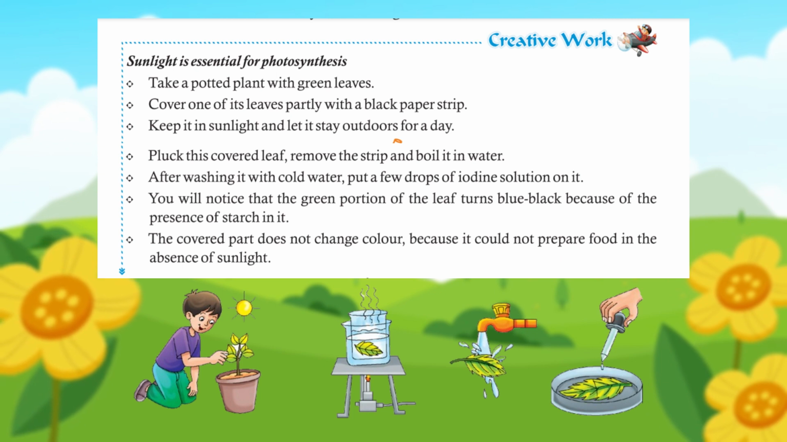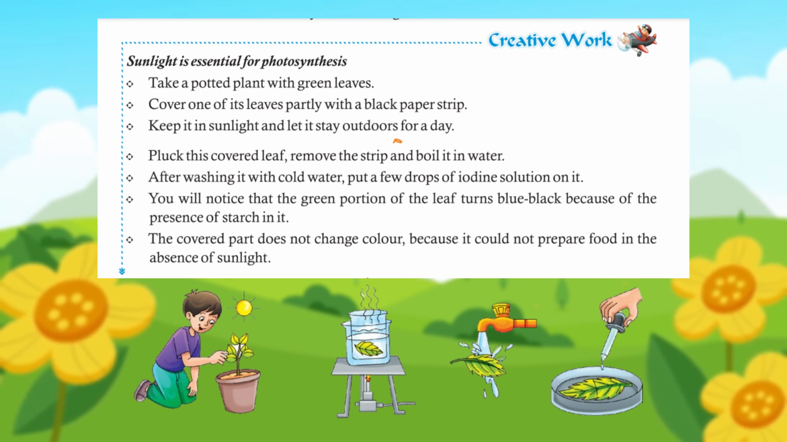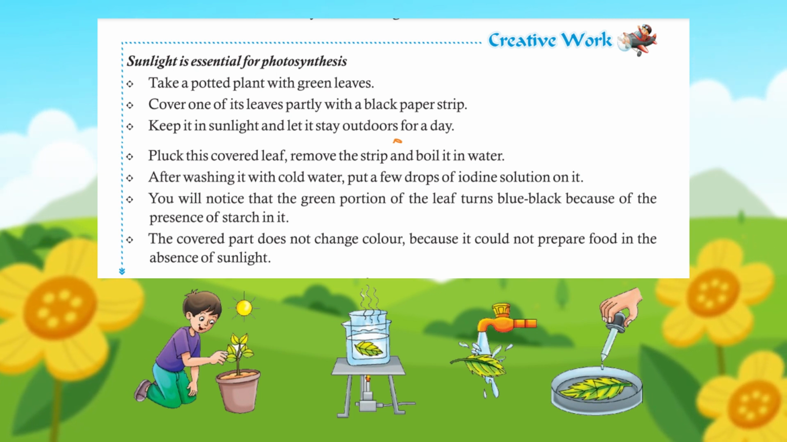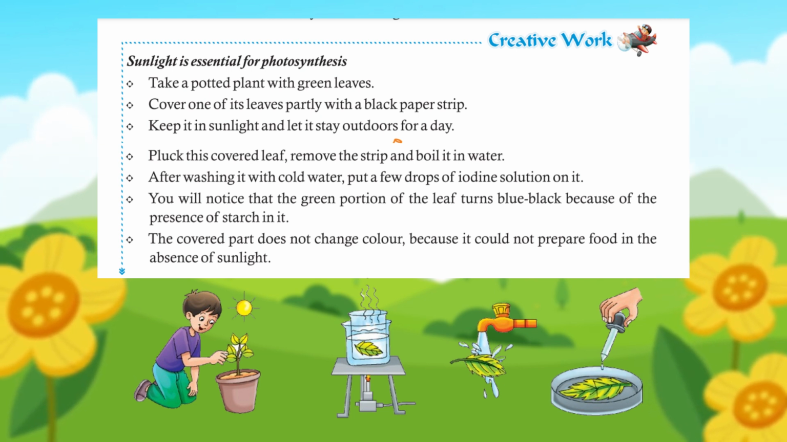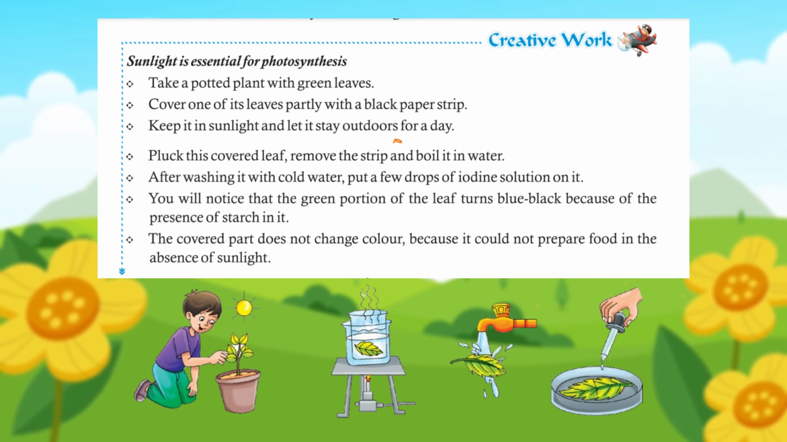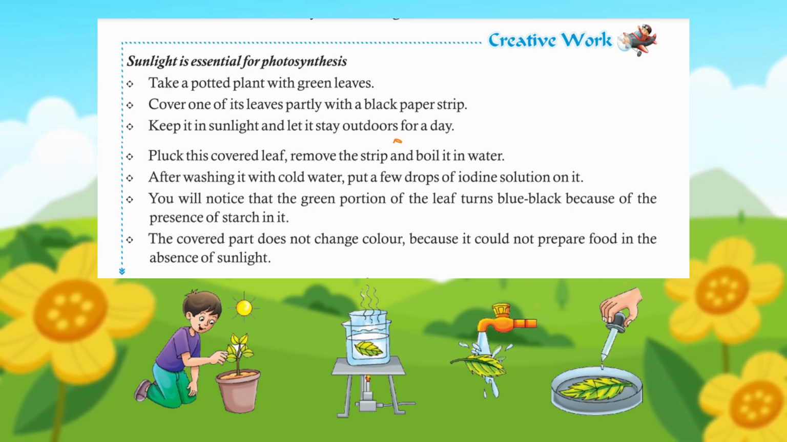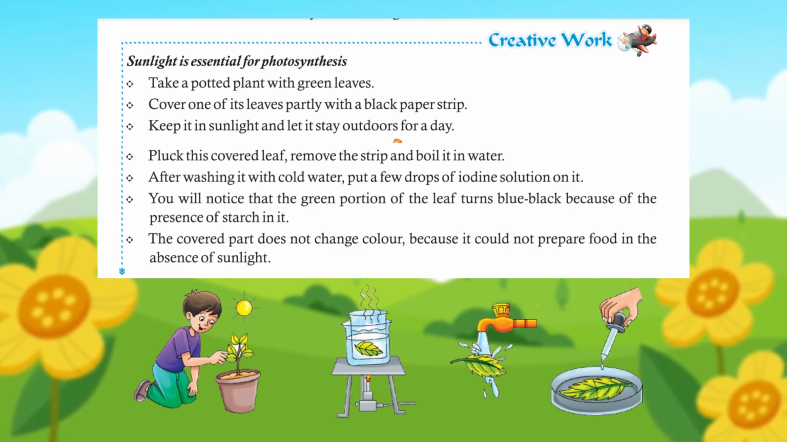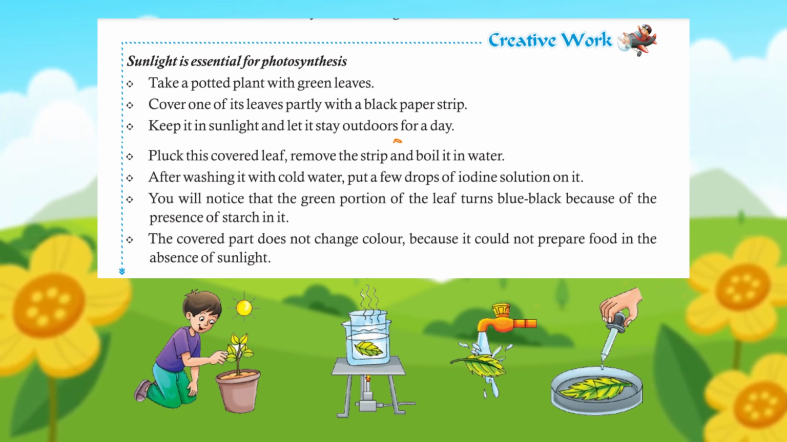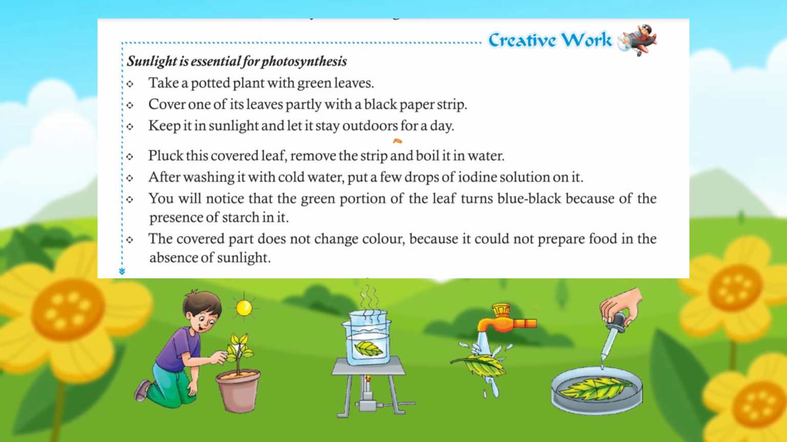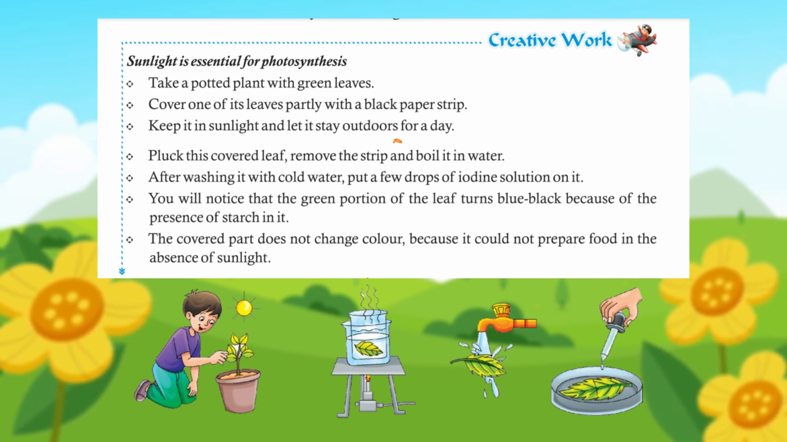Pluck this covered leaf, remove the strip and boil it in water. After washing it with cold water, put a few drops of iodine solution on it. You will notice that the green portion of the leaf turns blue-black because of the presence of starch in it. The covered part does not change color because it could not prepare food in the absence of sunlight.